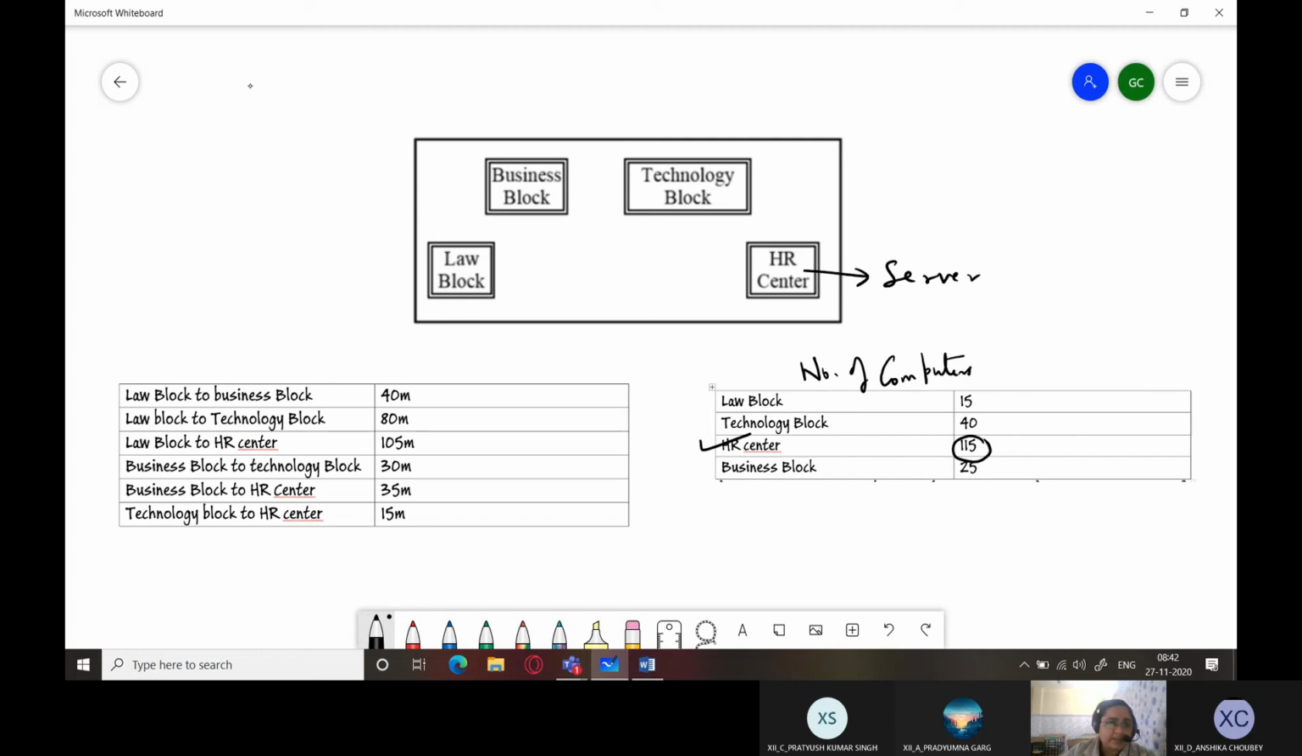Next, network layout, very important. Now here also we will be suggesting some 2 to 3 different options, right? So this is the block to block distance.